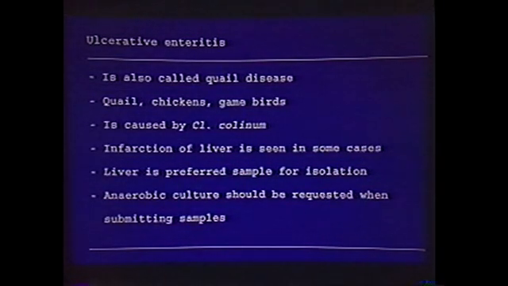For confirmation, we prefer to have the liver for bacterial isolation, and whenever you suspect Clostridial infection, we advise to request anaerobic culture. Otherwise, it's not routinely done, and the results may come back negative.